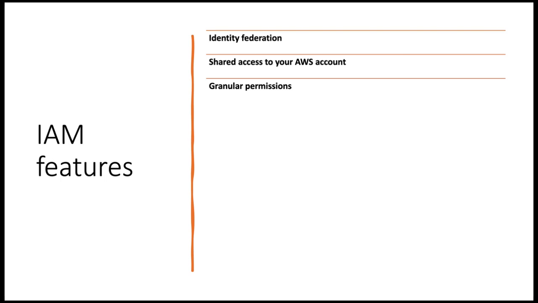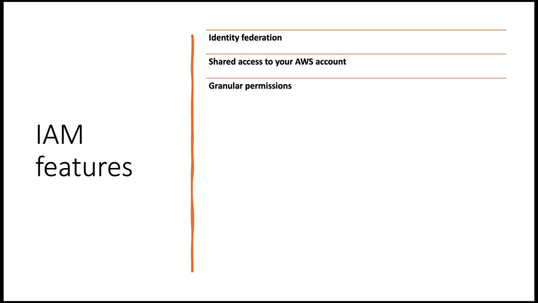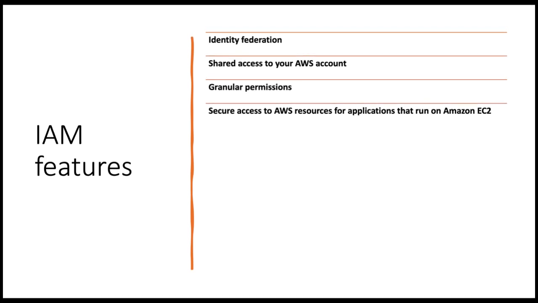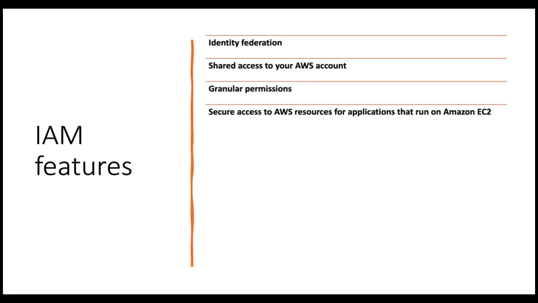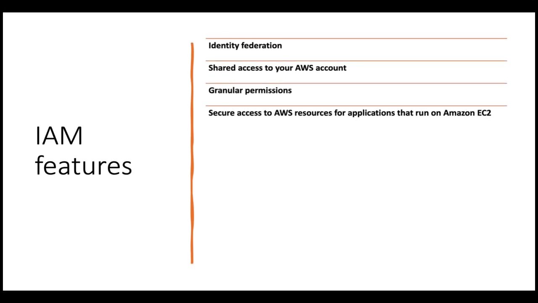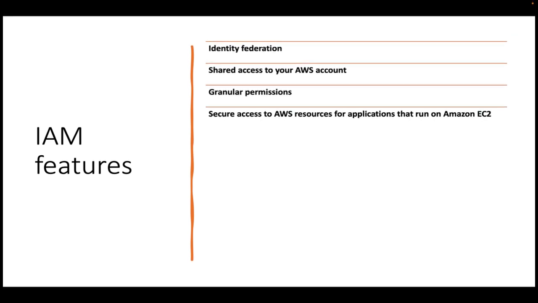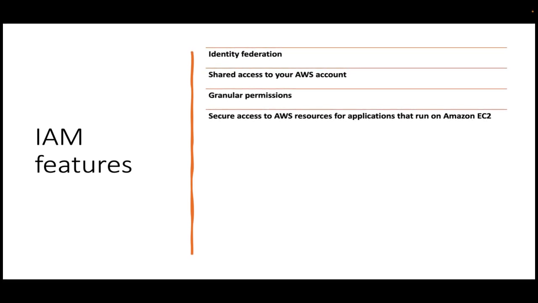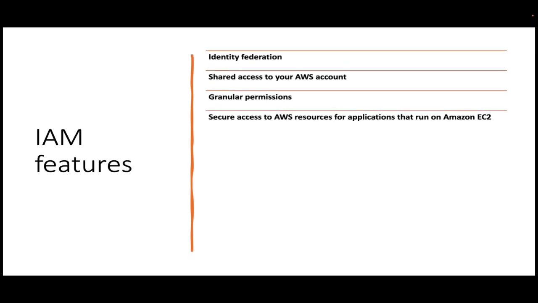Now again, it allows you to grant granular permissions, and granular permissions just means that you can specifically grant access to certain resources or deny access to certain resources. And again, it grants secure access to AWS resources for applications that run on Amazon EC2 instances. Now, EC2 is just a compute service that AWS provides. It's like a remote server that AWS manages, and you can securely grant access to applications that are running in an EC2 instance to be able to access other resources in your AWS account.